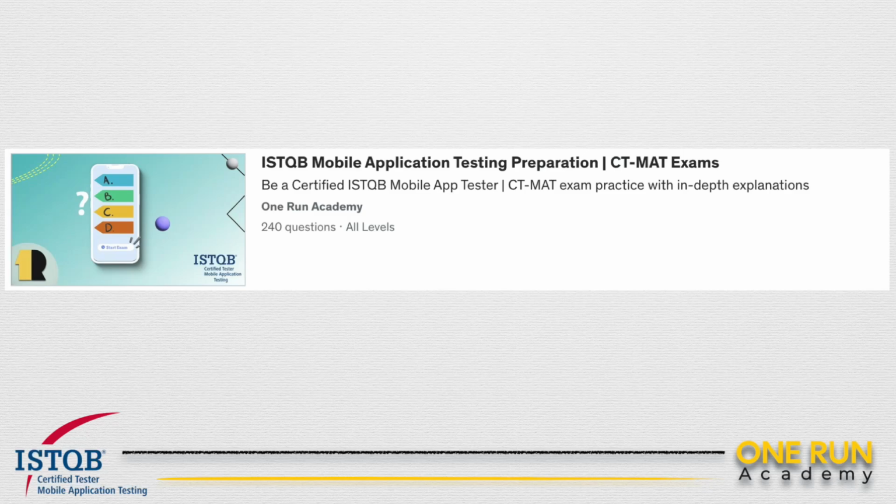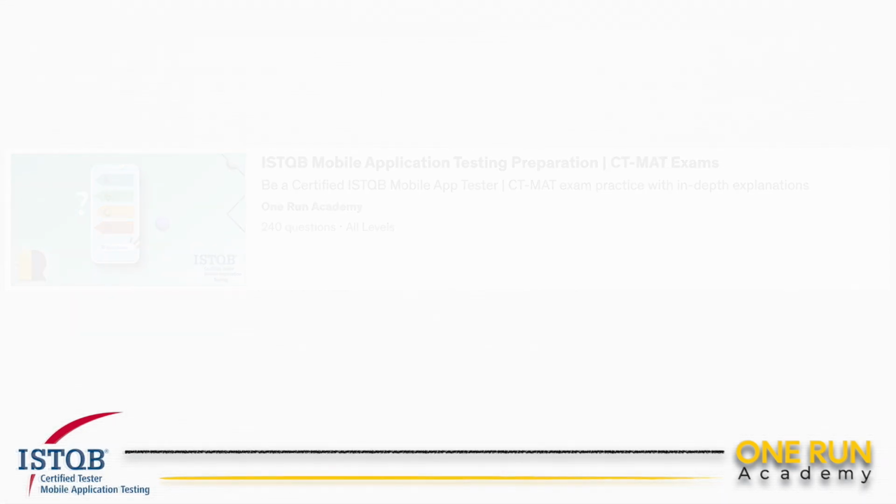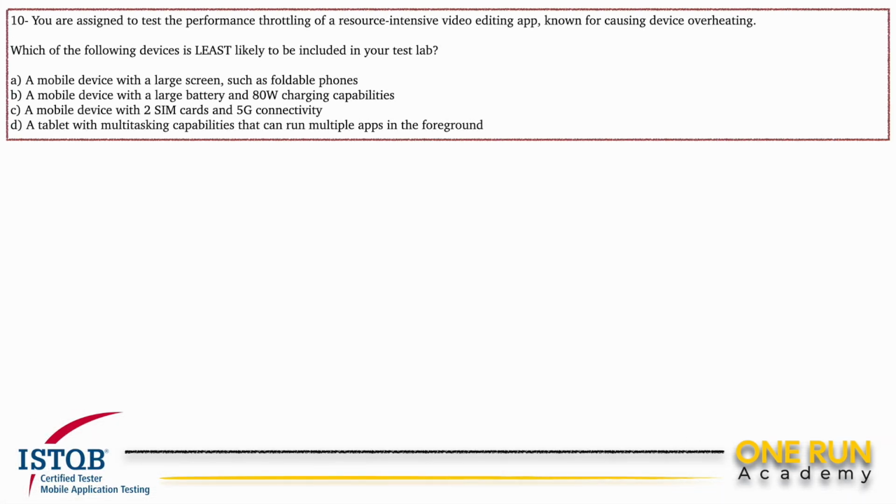Now, let's jump into question 10 and see what we've got. You are assigned to test the performance throttling of a resource-intensive video editing app known for causing device overheating. Which of the following devices is least likely to be included in your test lab? A, a mobile device with a large screen, such as foldable phones. B, a mobile device with a large battery and 80-watt charging capabilities. C, a mobile device with 2 SIM cards and 5G connectivity. D, a tablet with multitasking capabilities that can run multiple apps in the foreground.